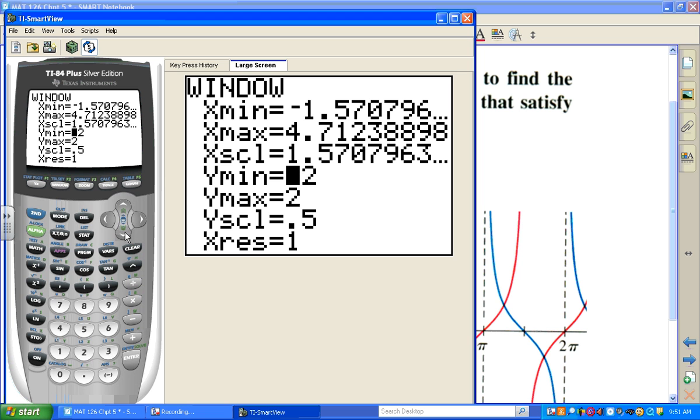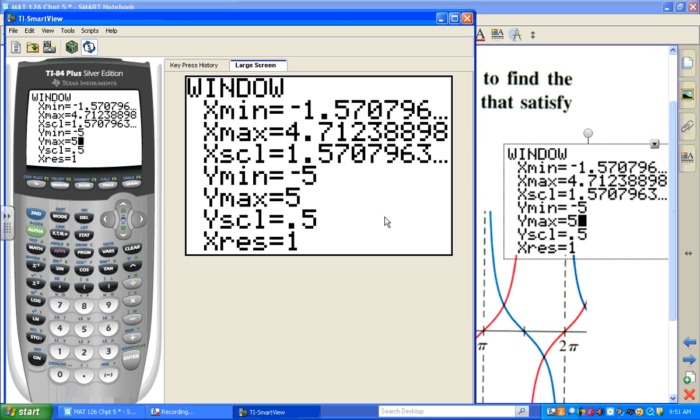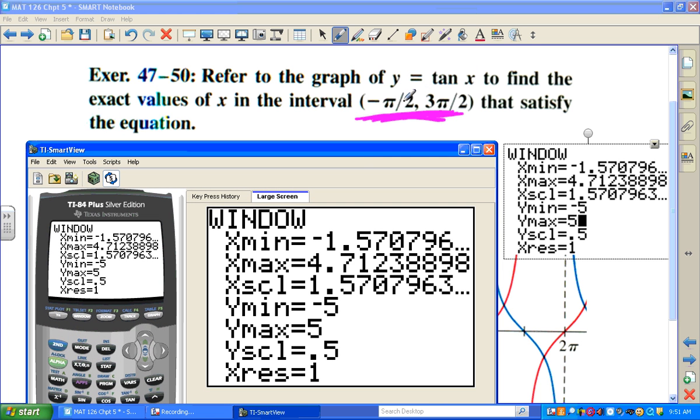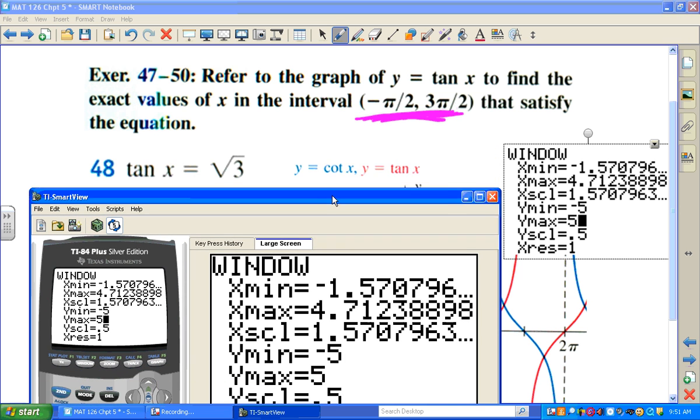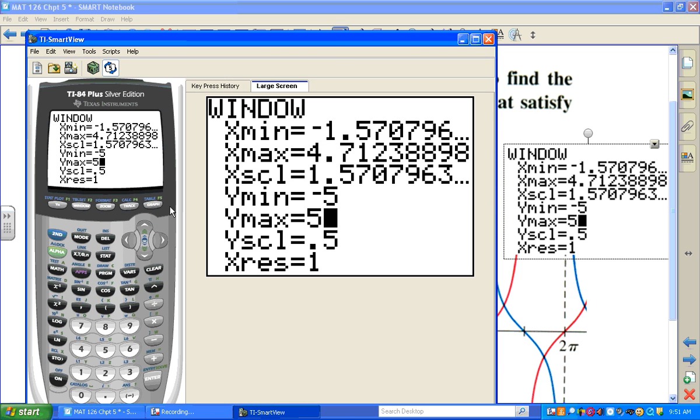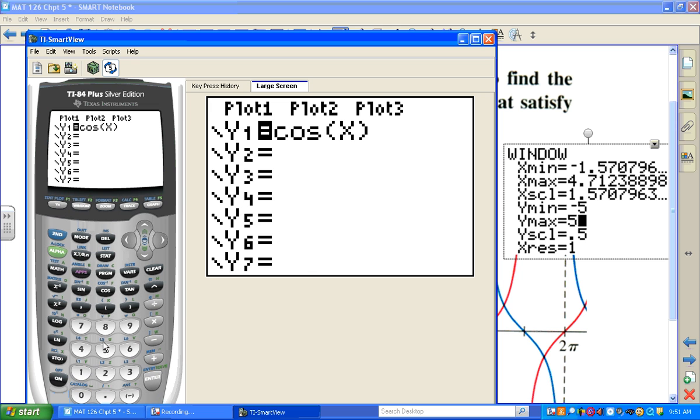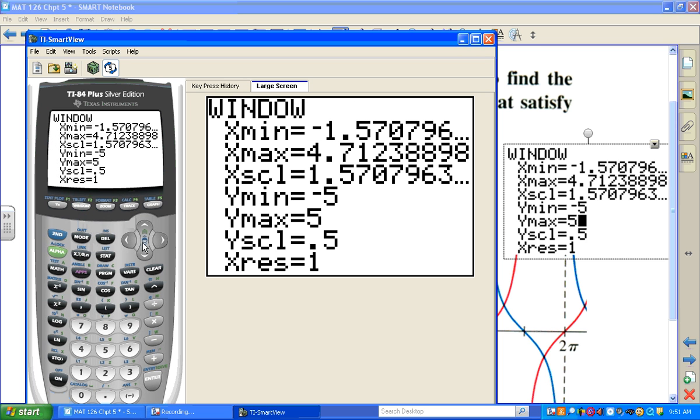For tangents and cotangents, I like to go from negative 5 to 5, just because it's personal preference. Do you want to keep the y scale 0.5? Yeah, I kept the y scale at 0.5. You can change it if you like. It said in the problem to go from negative pi over 2 to 3 pi over 2. And I'm typing in tangent of x. Tangent of x. We got the same. Okay? Graph.